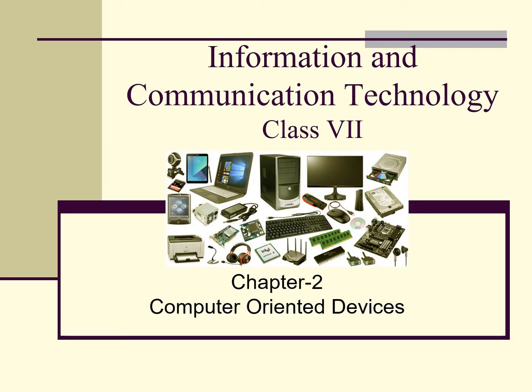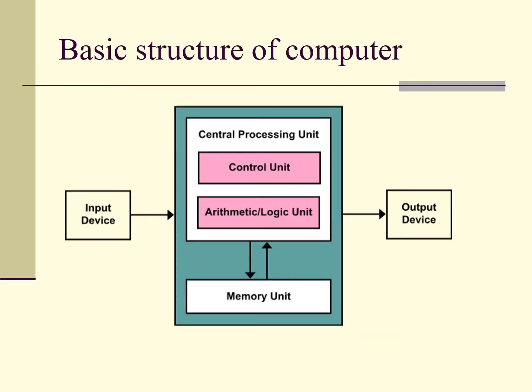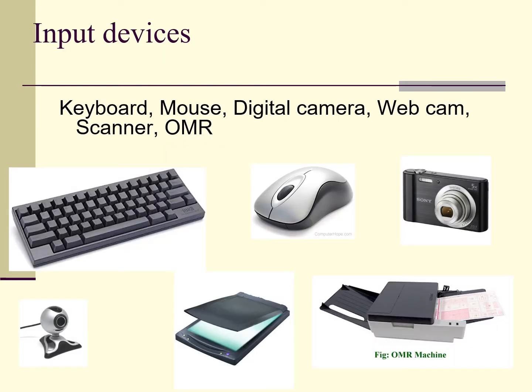In this video lecture, I will discuss Chapter 2, Computer Oriented Devices from Class 7 ICT textbook. Here is the basic structure of computer. A computer basically has four major parts: input unit, output unit, CPU, and memory unit. Input devices are the part of input unit. Here is a picture of various input devices: keyboard, mouse, digital camera, web camera, scanner, and OMR, optical mark reader.